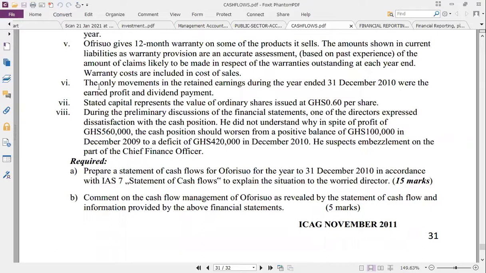Note 6. The only movements in the retained earnings during the year ended 31st December 2010 were the profit and dividend payments. By this note, the standard should have had somewhere whether this note is in or not. Please, you should be able to determine the dividend, or balance the dividend, and we'll do that. If you have gone through the previous lecture video, the dividends were straightforward, given to us in the question. But this one, there's no dividend. You have to calculate it by yourself.